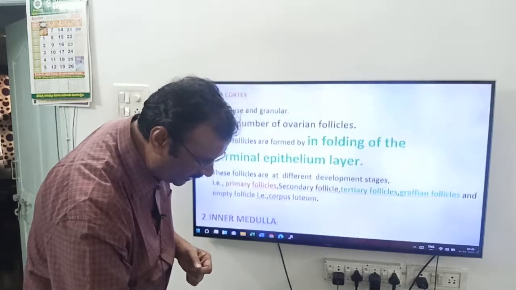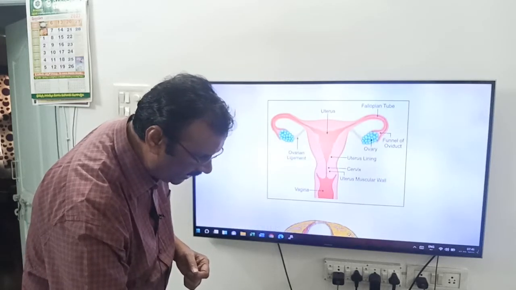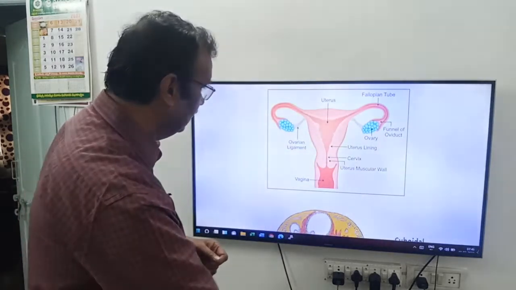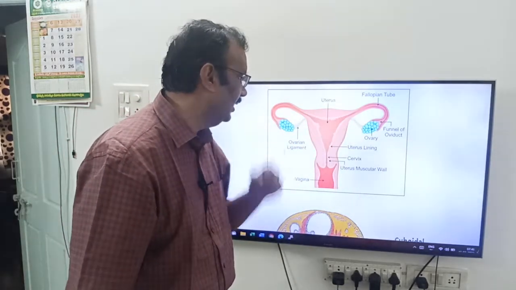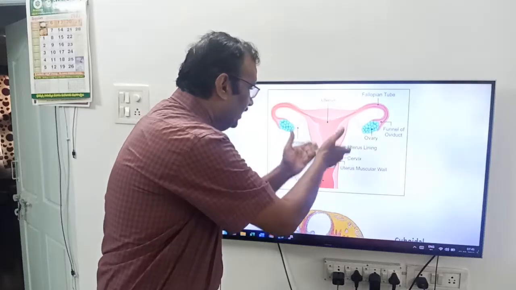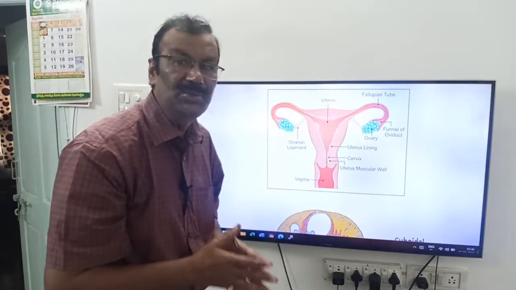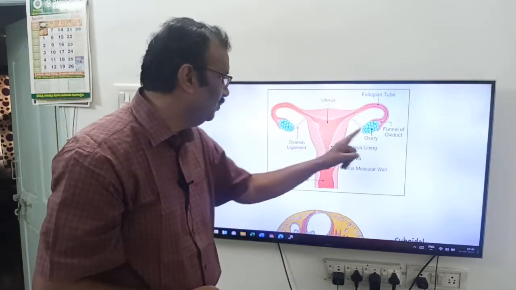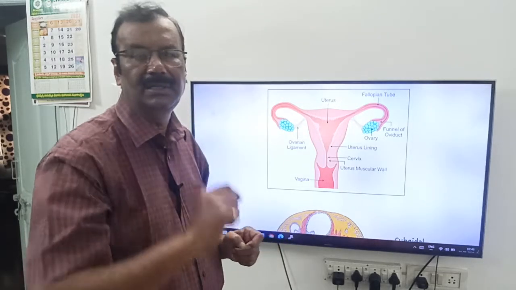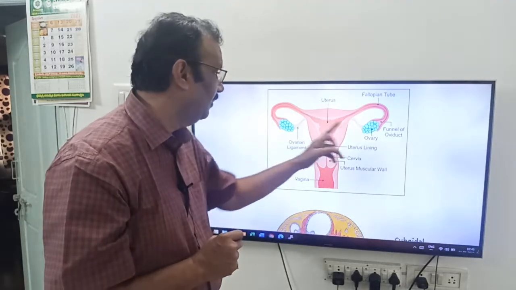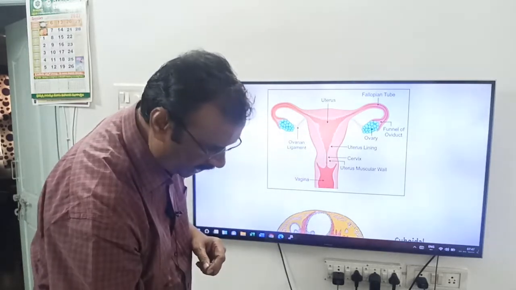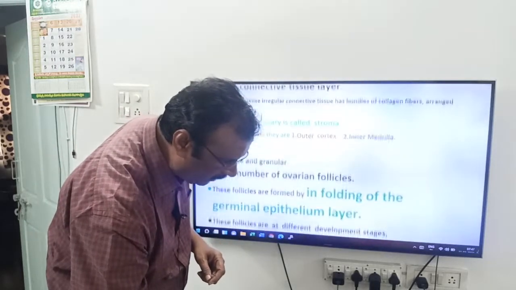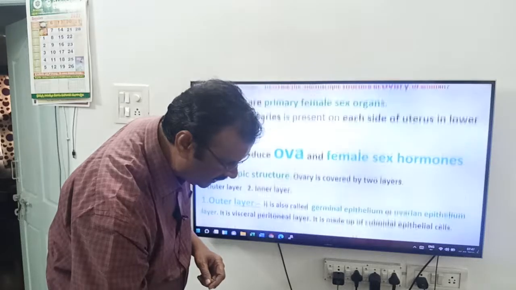Here you see, friends, see this image. These are ovaries. This is the uterus. So ovaries are present on either side of the uterus. What are these blue ones, friends? These blue ones are ovaries. They are present on either side of the uterus. Okay friends, in which part? In the lower abdomen.